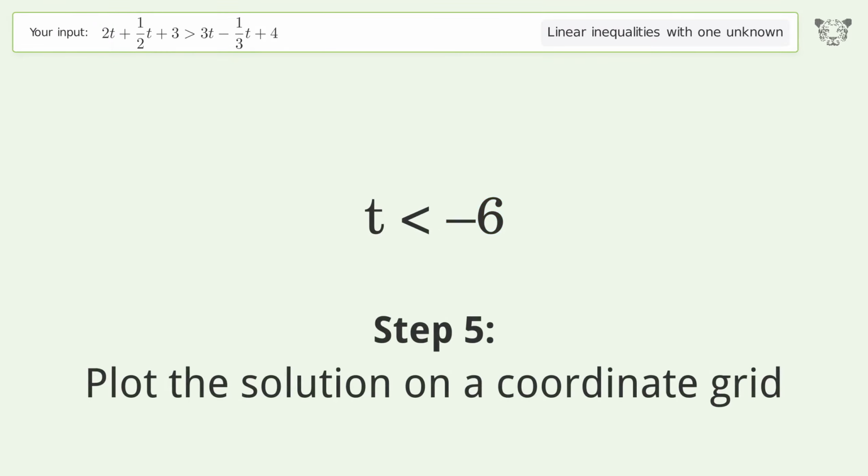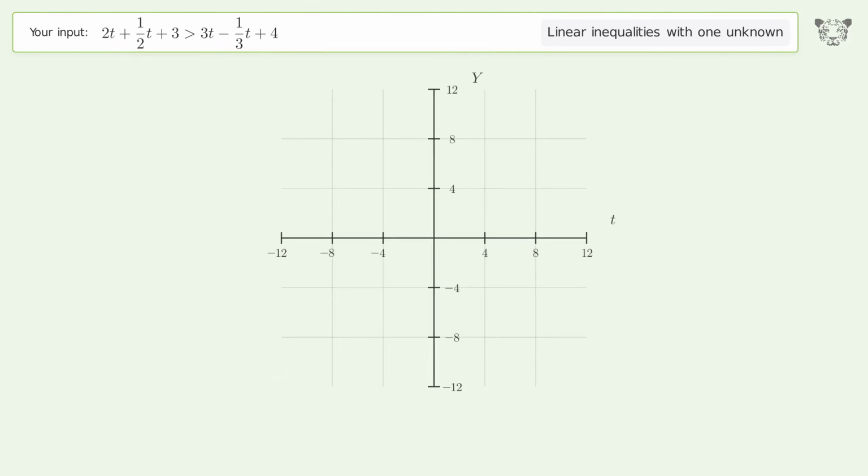Plot the solution on a coordinate grid. And so the final result is t smaller than -6.